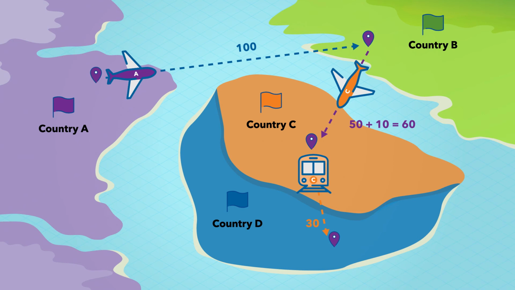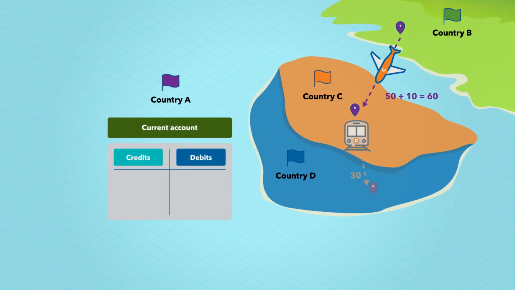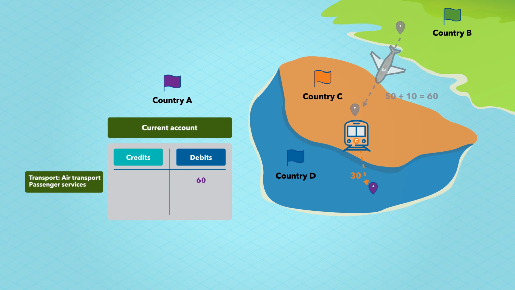The transactions in country A's balance of payments current account will be as follows. The airfare for the trip to country C, including the checked baggage fee, is included under air transport, passenger services, 60 debit. The fare paid to the rail company for the trip to country D is included under other modes of transport, passenger services, 30 debit.